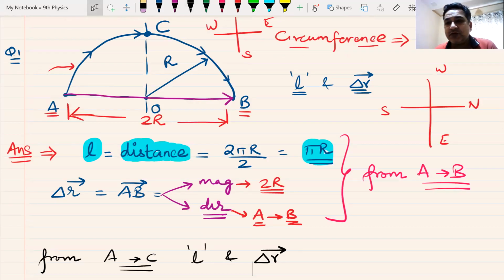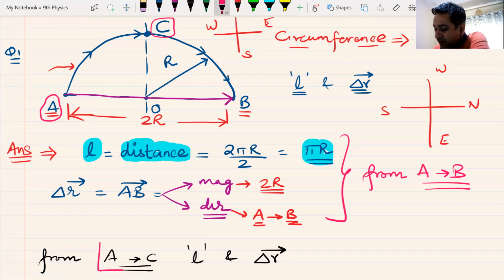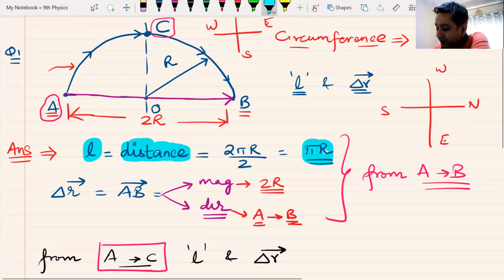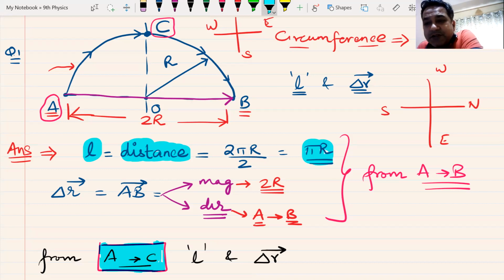Now you can see both of these. Look at the point A. This is the gentleman A. This is the gentleman C. From A to C, if you can look here, I've made it in blue. I like coloring, so I colored the entire rectangle. From A to C, what is the distance and what is the displacement? Who will tell me this? A to C.